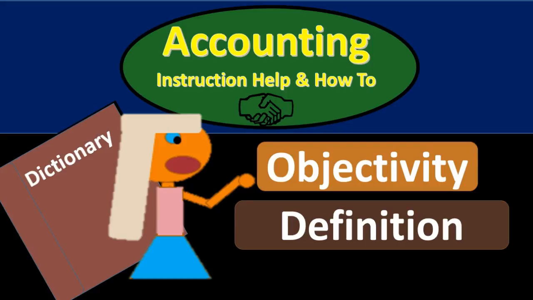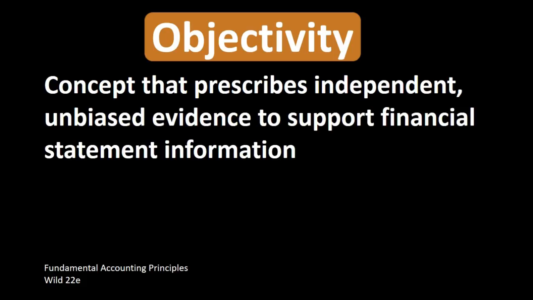Hello, in this lecture we're going to talk about the definition of objectivity. According to Fundamental Accounting Principles, WOW 22nd edition, the definition of objectivity is a concept that prescribes independent, unbiased evidence to support financial statement information.